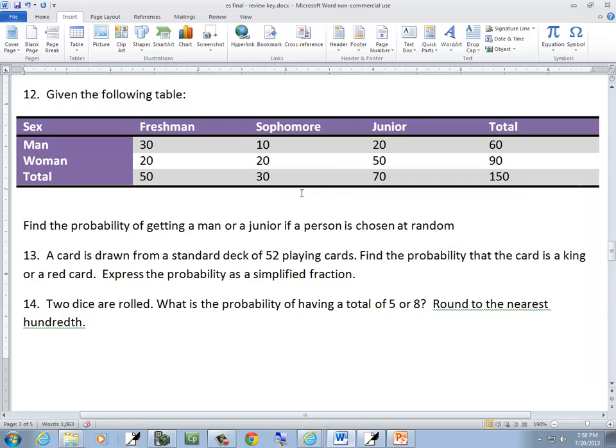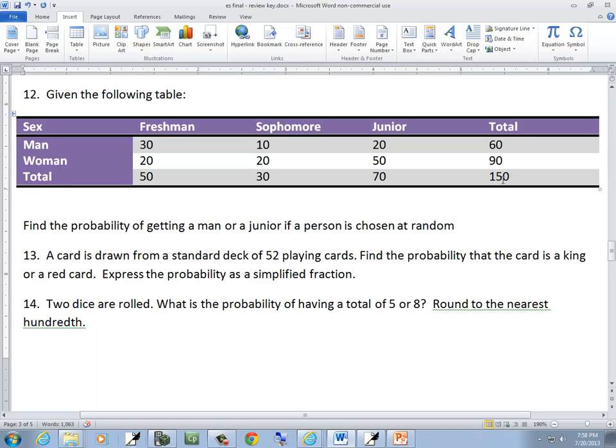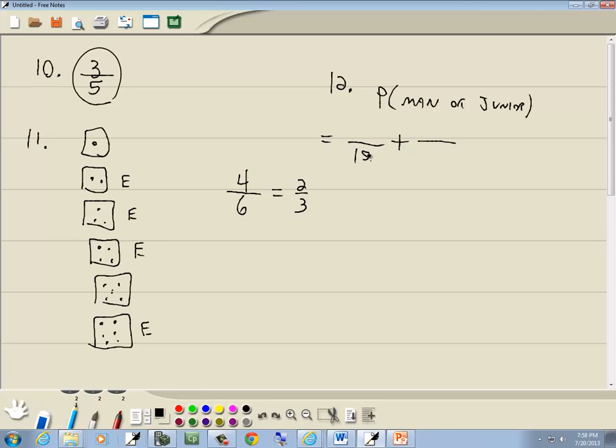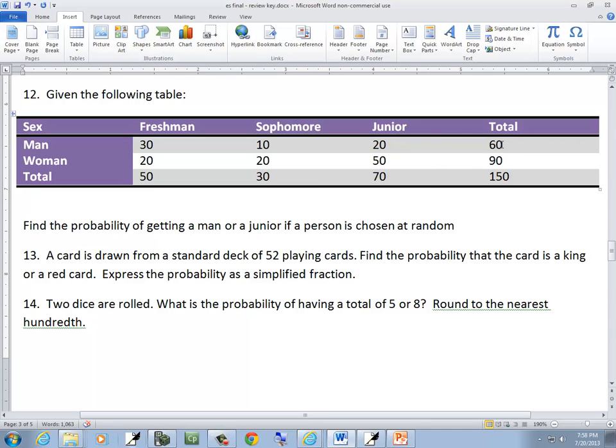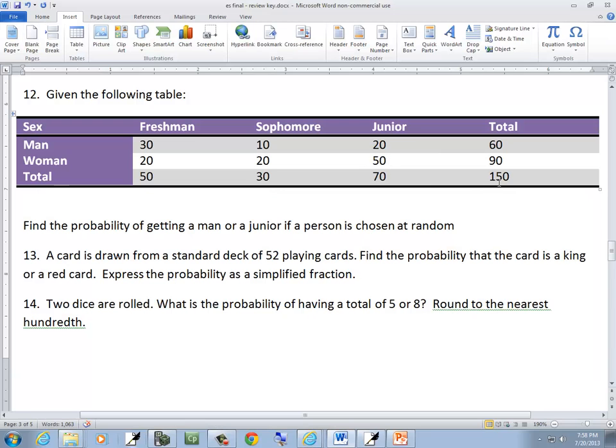Given the following table, find the probability of getting a man or a junior if a person is chosen at random. So, probability of a man or a junior. Now, or is addition. So let's look at the man first, and then we'll look at junior. Well, the total down here is 150. So 150 total. And look how many men there are. There's 60 total. So that'd be 60 out of 150. Juniors, there's still 150 total, and the total for juniors is 70.